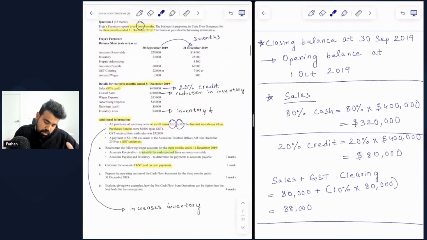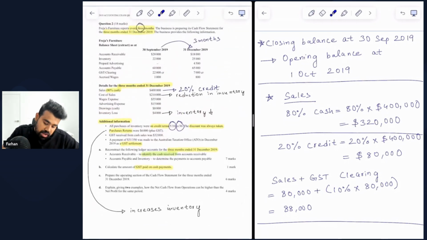Now, let's go back to the question again. So you can see under additional information, in the second line, we got purchase returns of $6,000 plus GST. So purchase returns of $6,000 plus GST has to do with what? So if we're returning purchases, then that results in a reduction for the amount of inventory that we hold in the business as well, because purchase returns refer to returns that we as the business have given to our supplier.